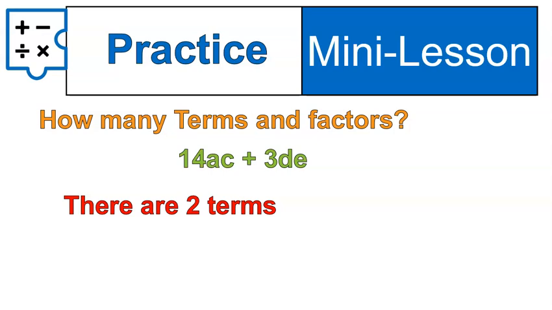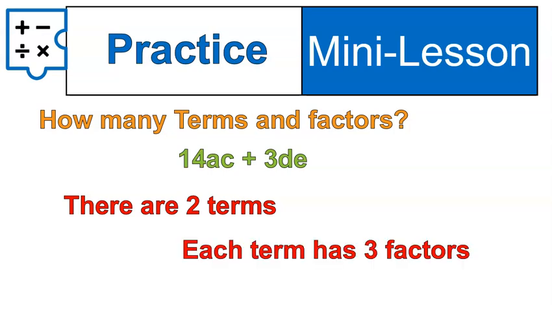Now let's look at how many factors. 14AC has 14 times A times C. That has 3 factors. And 3DE has 3 times D times E. So both terms have 3 factors, or each term has 3 factors. Okay? And this is the type of question you're going to get on the worksheet. You'll be given an expression like this and say, identify the terms and factors, or how many terms and factors. That's going to be one of the more oft used questions on the worksheet.